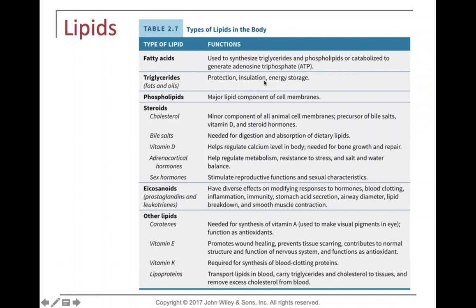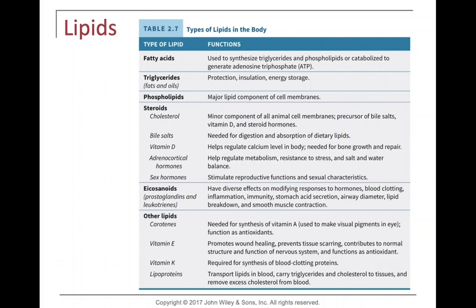Triglycerides are used for protection, insulation, and energy storage. Phospholipids, you've heard me say a few times, are a major part of the cell membrane. When we get into the cell, you will see that there is the phosphate portion, which is hydrophilic, and then a lipid portion, which is hydrophobic. The cell membrane is considered to be a phospholipid bilayer. It's two layers of phospholipids. It helps to keep what's outside of the cell on the outside and what's inside of the cell on the inside.